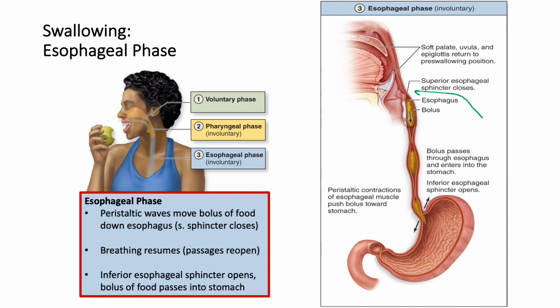The superior esophageal sphincter is now going to close and normal breathing can resume. Now, as this bolus moves through the esophagus, the inferior esophageal sphincter is going to open to allow that bolus to pass into the stomach. And that's the swallow reflex. You probably didn't think a swallow could be so complicated, but there it is.